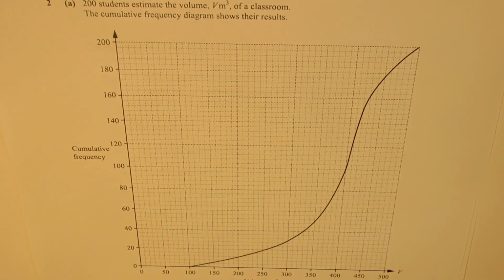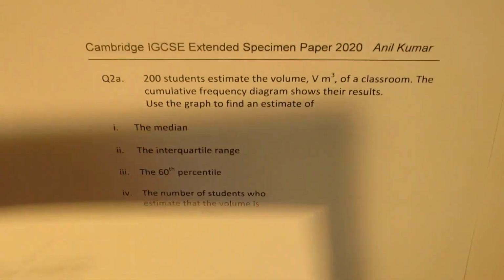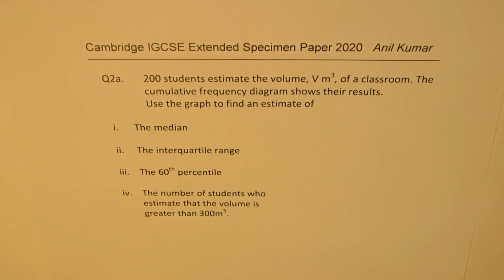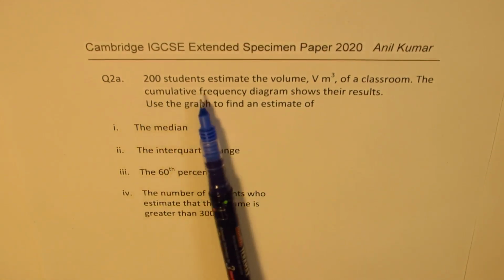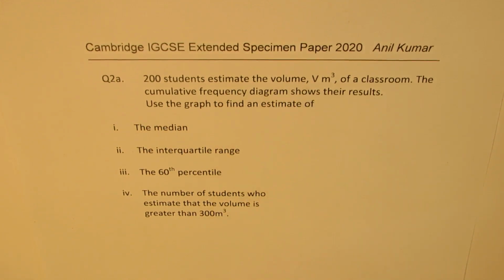Now we need to analyze this graph and answer a couple of questions. The questions are rewritten like this. So the question really is, 200 students estimate the volume V meter cube of a classroom. The cumulative frequency diagram shows their results. Use the graph to find an estimate of the median, the interquartile range, the 60th percentile, and the number of students who estimate that the volume is greater than 300 meter cube. How do you find these answers?